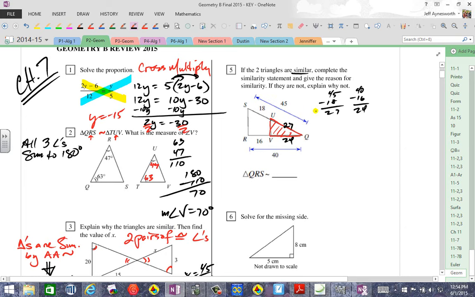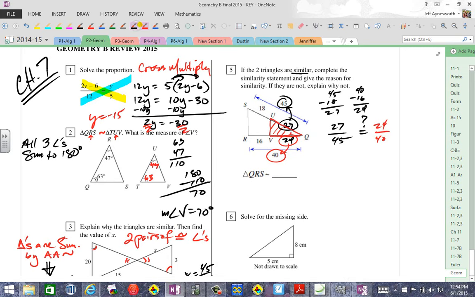Okay, so hypotenuse to hypotenuse. So I want to take this ratio right here. So 27 to 45. Is that equal or proportional to 24? Look at this, 24 to 40. Okay, VQ to RQ, base to base. So 24 to 40. I don't know. Let's simplify. So, or check cross products, one of the two. Either simplify or check cross products.